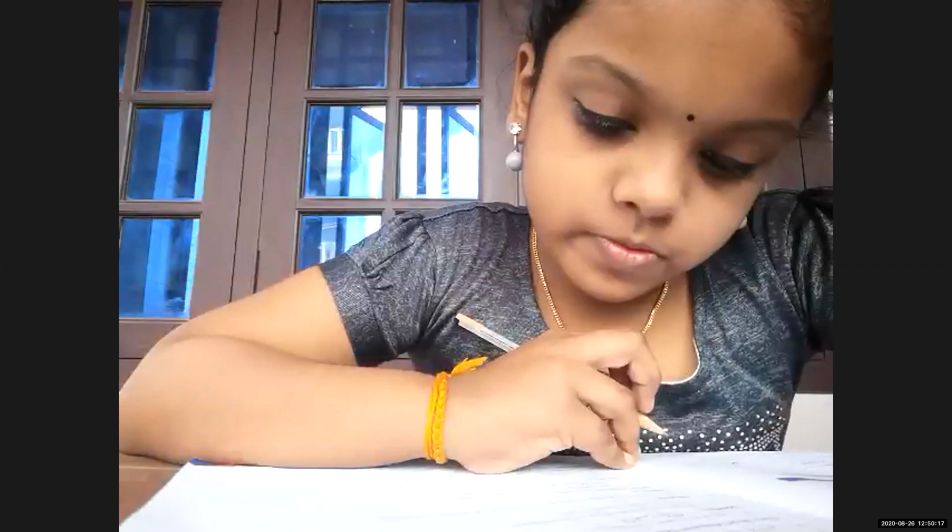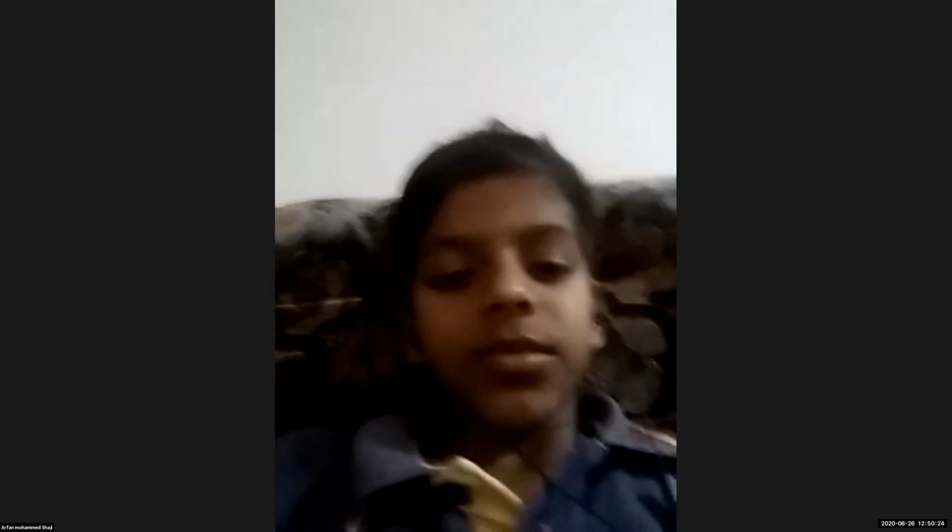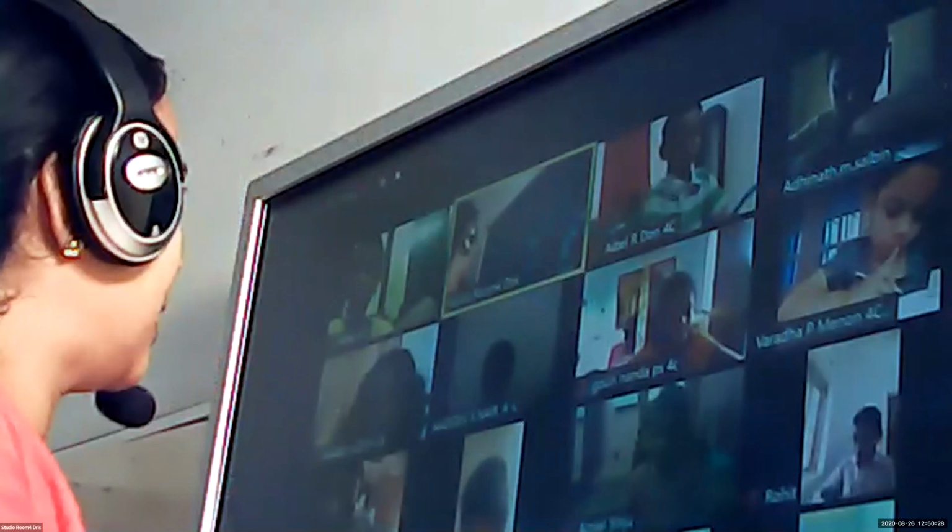So, children, before Onam, we are going to complete this compare till 16th questions. So, we will start with our math workbook. Before that, how we were comparing the numbers.